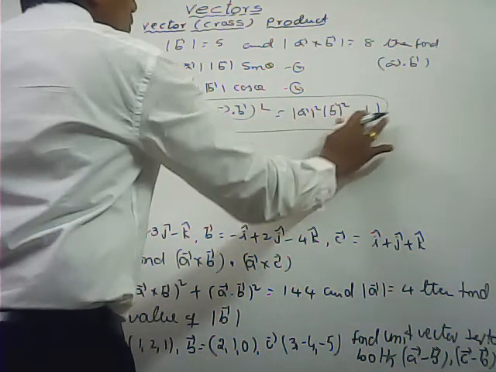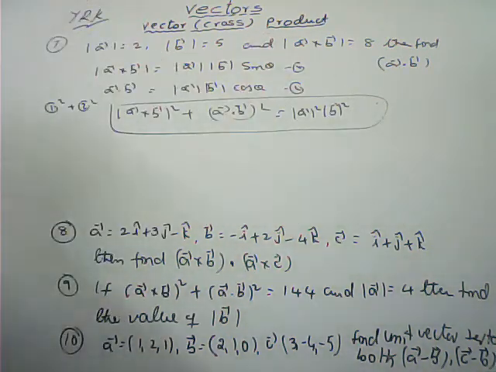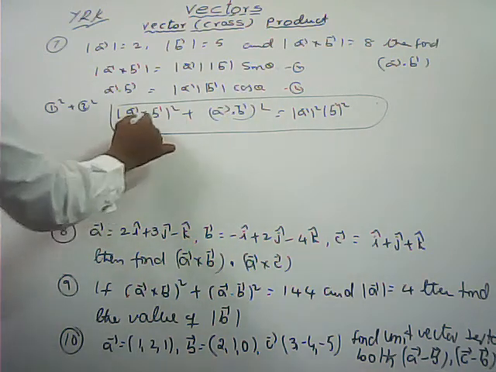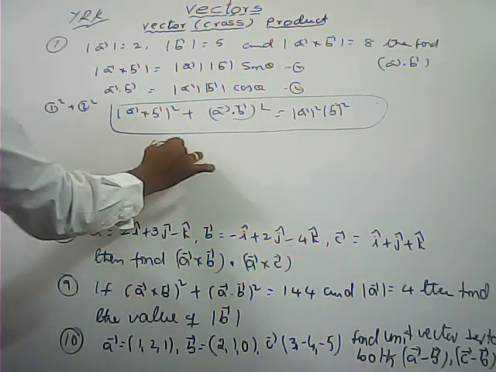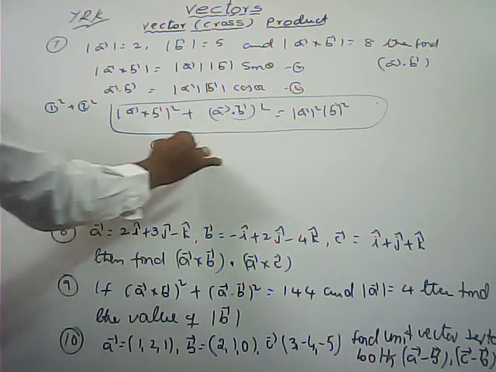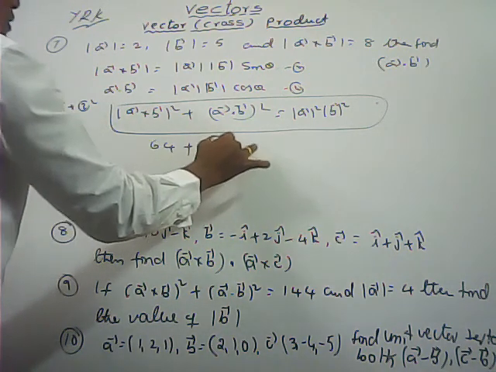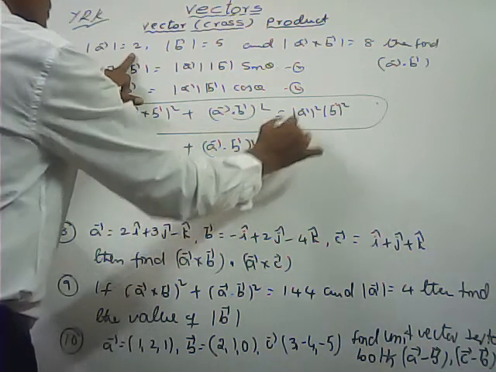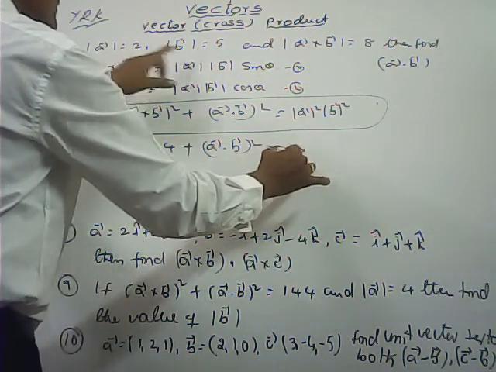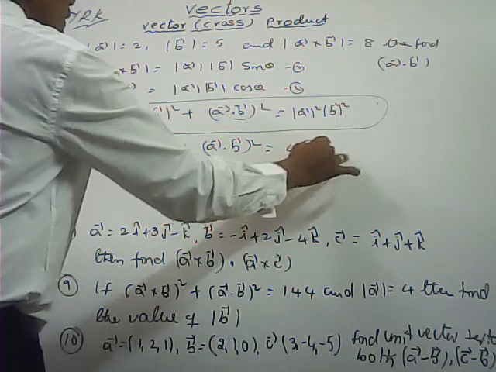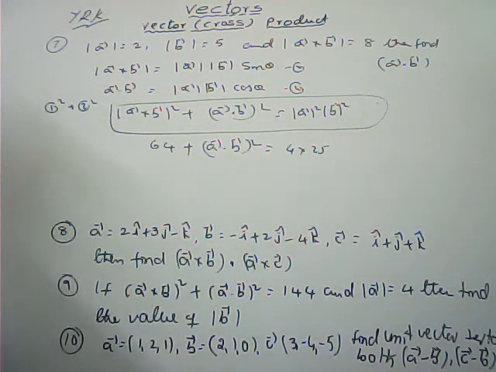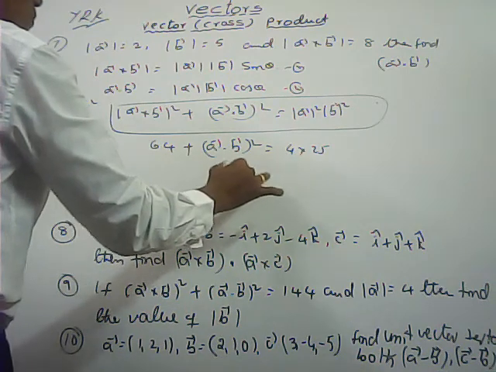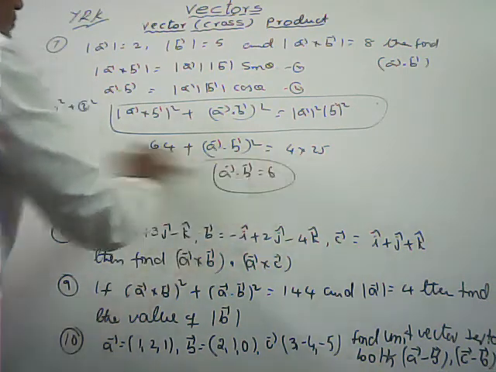So here we need to write this. Modulus of A bar cross B bar is given as 8, so 8 square is 64, plus A bar dot B bar whole square, which we want, equals modulus of A bar whole square into modulus of B bar whole square, that is 4 into 25, which is 100. 100 minus 64 is 36. So A bar dot B bar is equal to 6.